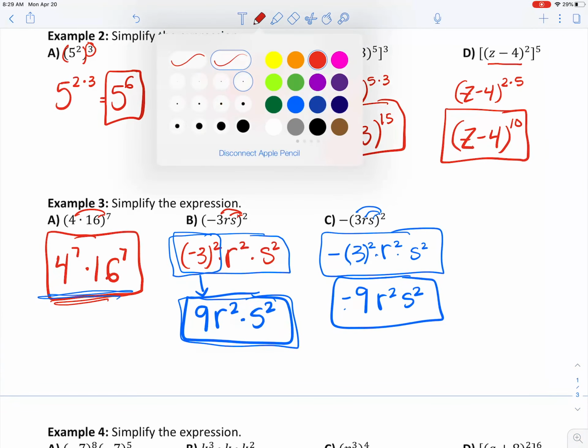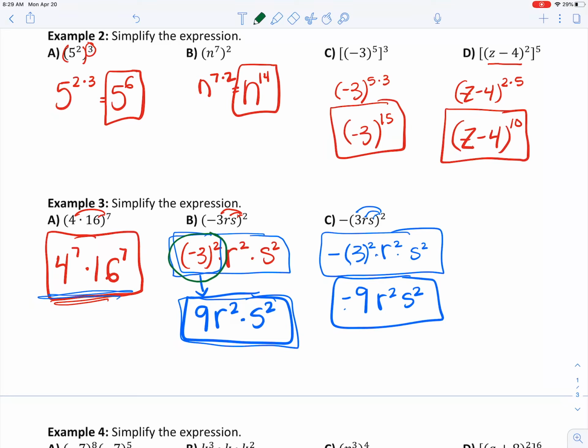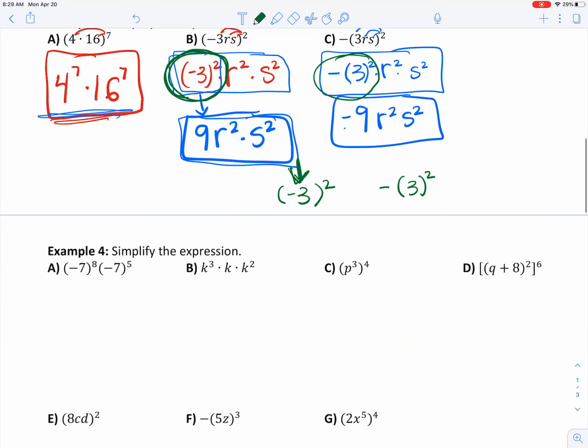I do want to point out something here. There is a difference between this in letter B and this in letter C. I'm going to rewrite those two down. We have negative 3 squared in B, and we have negative, parentheses, 3 squared in C. Now, in the first one, this negative 3 is inside the parentheses. So what that means is we're taking negative 3 times negative 3, which our final answer is positive 9.